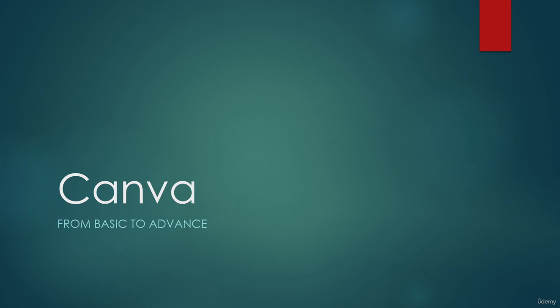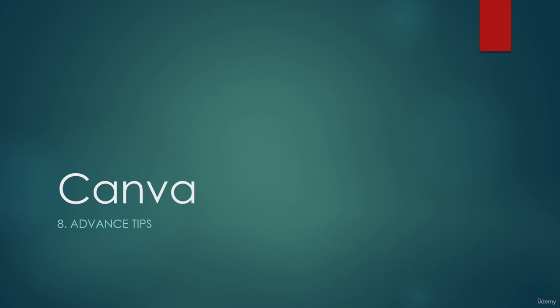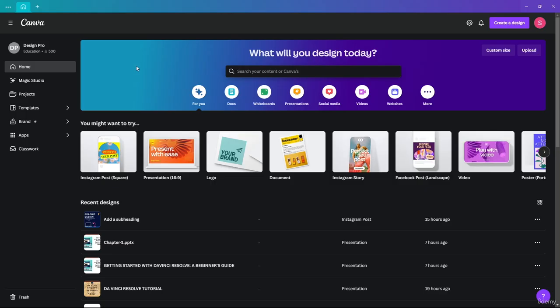And for this lesson, chapter number 8, I'm going to go through some advanced tips, and I'll also show you how you can apply those tips inside your projects as well. So let's go ahead and get started without further wasting any more time. So as you can see over here, I've opened up Canva. I'm just going to open up an Instagram square box over here.